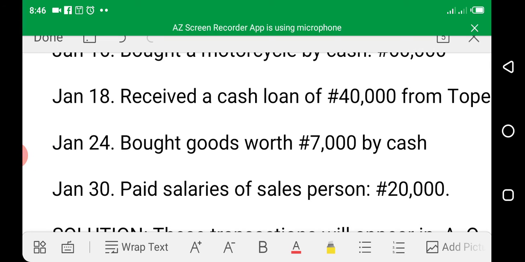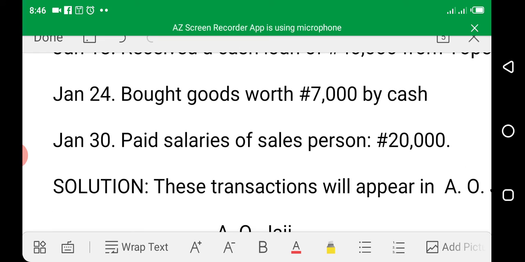Then January 24, bought goods worth 7,000 naira by cash. Here, the name of the items bought was not mentioned as well. So this is going to be referred to as purchases, and it's going to be credited. January 30, paid salaries of 6 persons, 20,000 naira. Here, the word salaries will be used, and it is going to be credited, being payment.